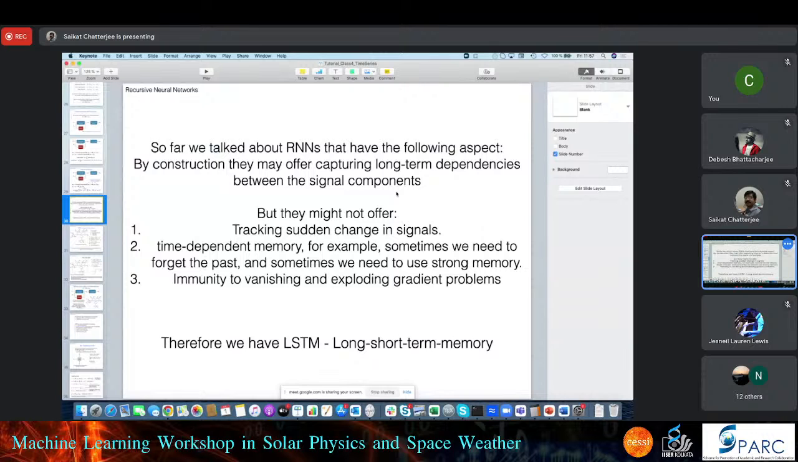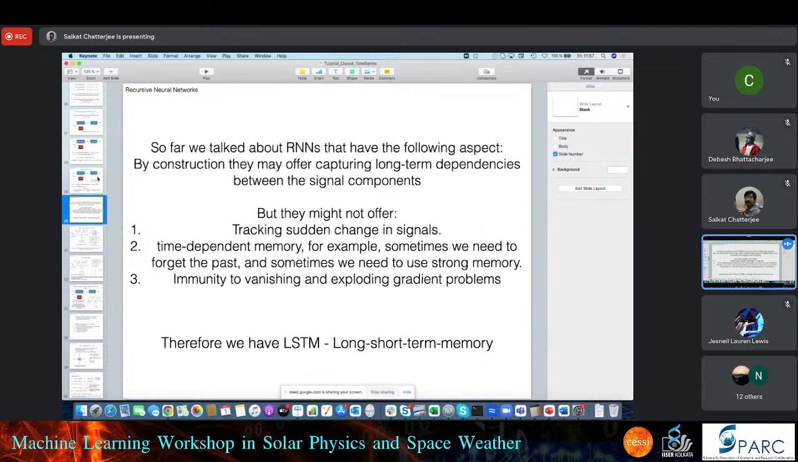Then memory: I can visualize something like a time-dependent memory. For example, sometimes we may need to forget the past, and sometimes we have to keep the memory. This is actually the way typical human behavior works, right? Sometimes I would like to give attention to my past sequences, past values, to predict something. And sometimes I think, oh, this is too trivial, it's not required. And in the machine learning case, all these things you have to optimize.